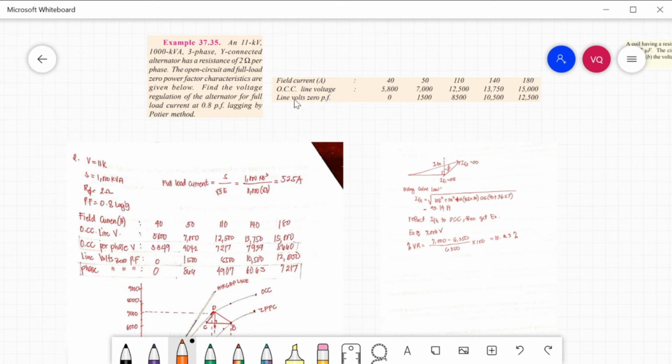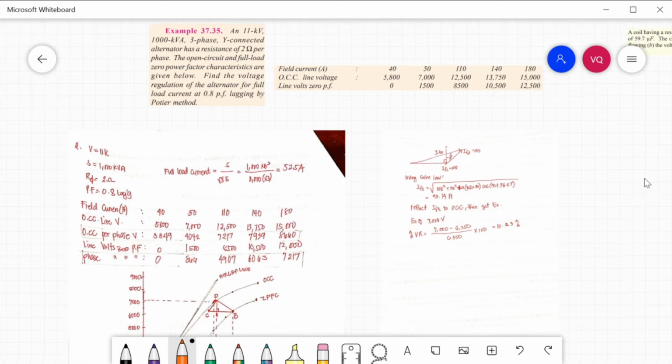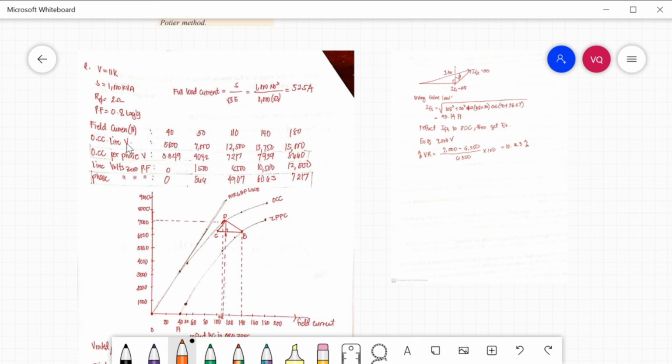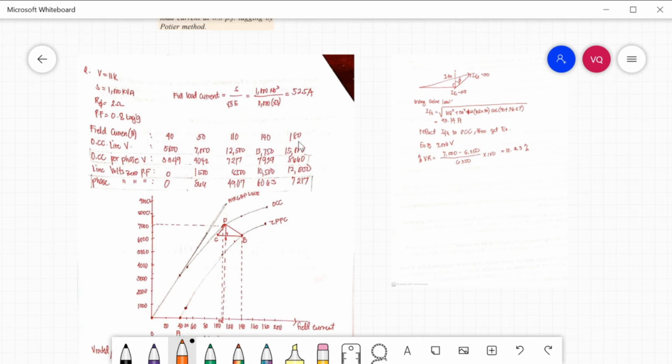This OCC line voltage and line volts, zero power factor, of course, they are line to line. So we will get the per phase values of these, and then we will plot against the field current. For field current 40, 50, 110, 140, and 180, their OCC per phase will be 3,000. This is the open circuit characteristic, OCC. 3,349, that is 5,800 divided by square root of 3, until 15,000 divided by square root of 3, that is 8,660 volts.